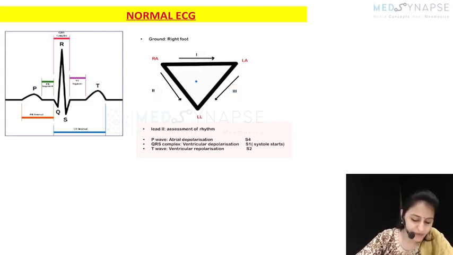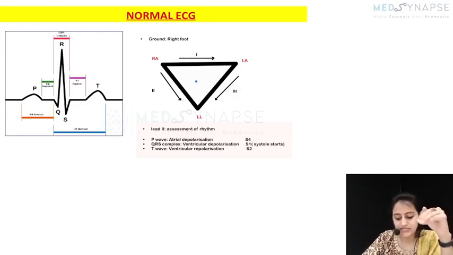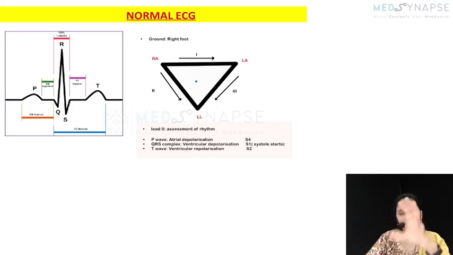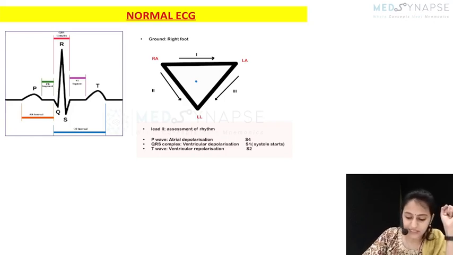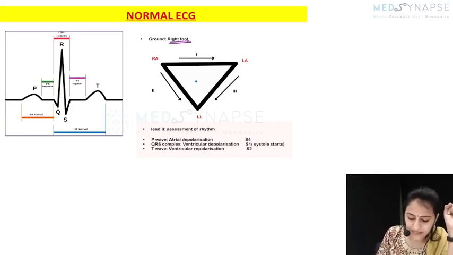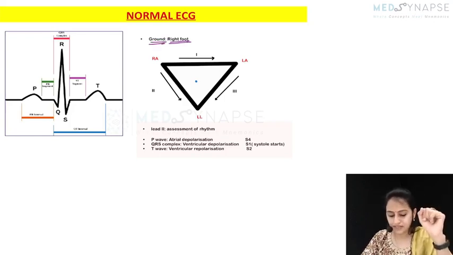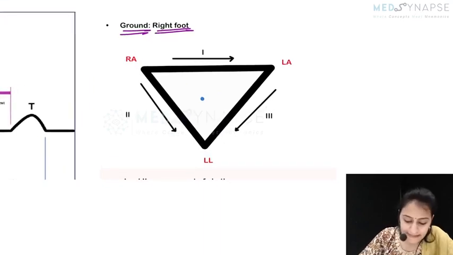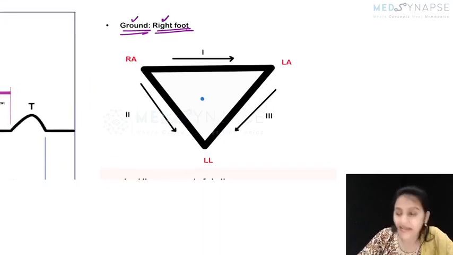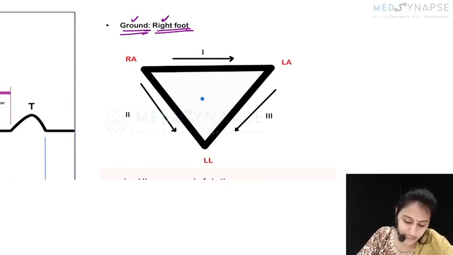First question, what limb is used as a ground electrode while we are taking an ECG? Right foot. Remember, it's the right foot. So it is always right, it is always good to stay grounded. Right foot, right on the ground. So right foot on the ground.